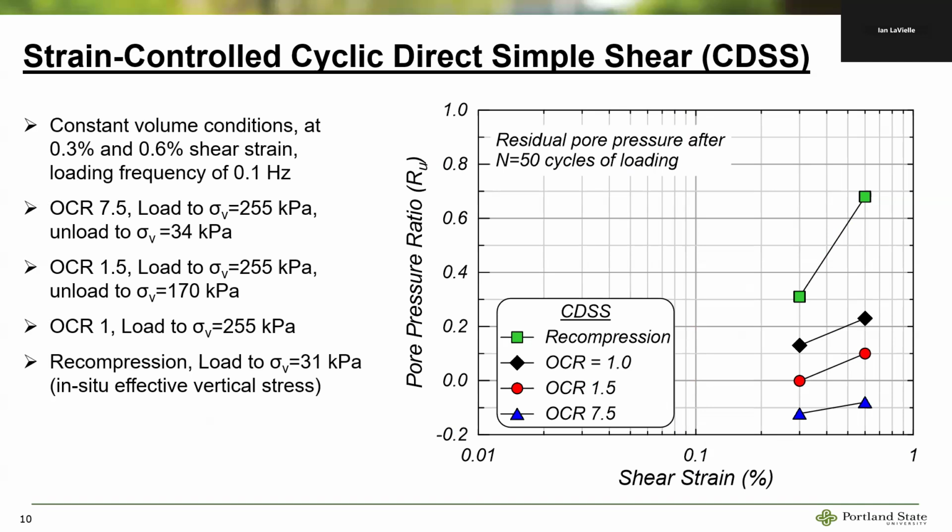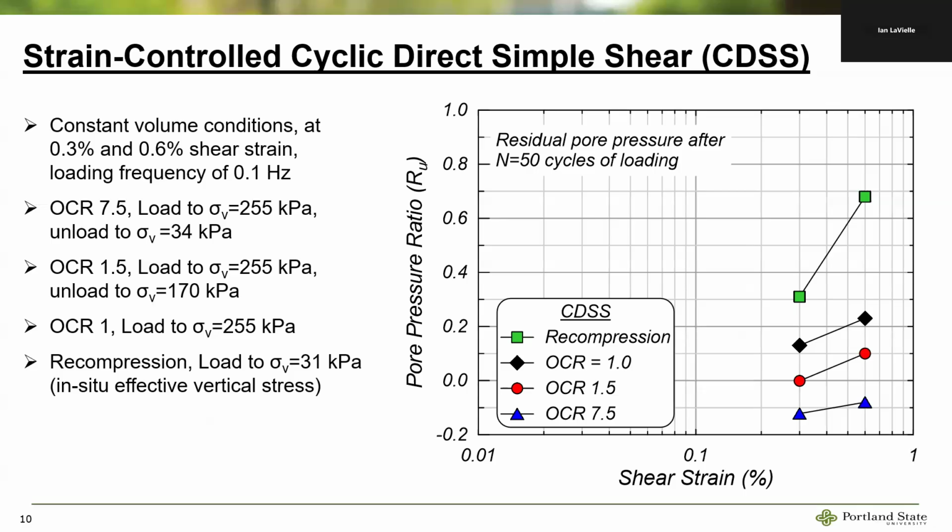So we tried to replicate that, but we also did it at 0.6% to see how pore pressures develop with shear strain. We did our test with OCR 7.5 based on what we came up with the Casagrande method. So we loaded to 255 kPa, unloaded to 34. But we also did other OCRs, so OCR 1.5, OCR 1.